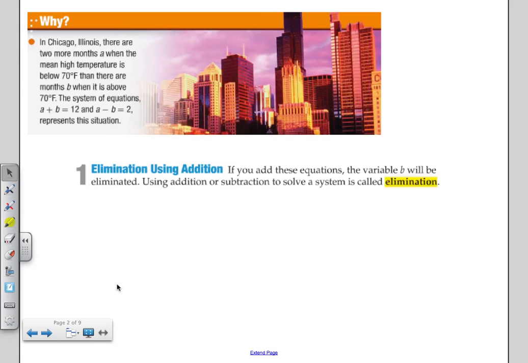Okay, so this real-world example is in Chicago. Look familiar, guys? There are A months when the mean high temperature is below 70, and then there are B months when it is above 70. If you set those up as two equations, A plus B equals 12 and A minus B equals 2, that represents a situation where we could use elimination to solve it. So using addition or subtraction to solve a system of equations is called elimination. There's our definition again.